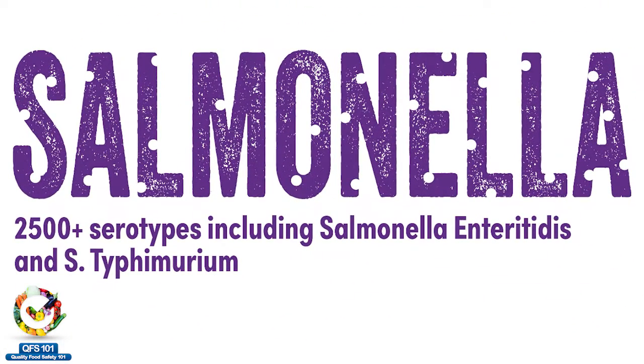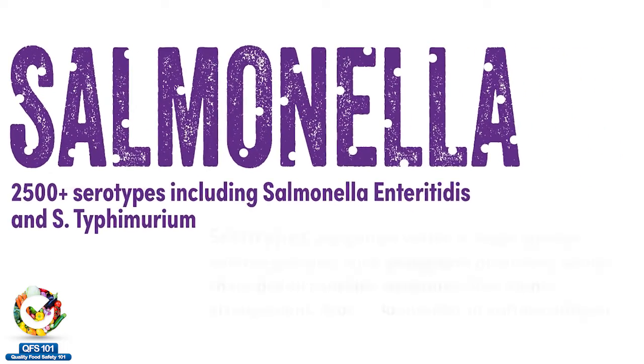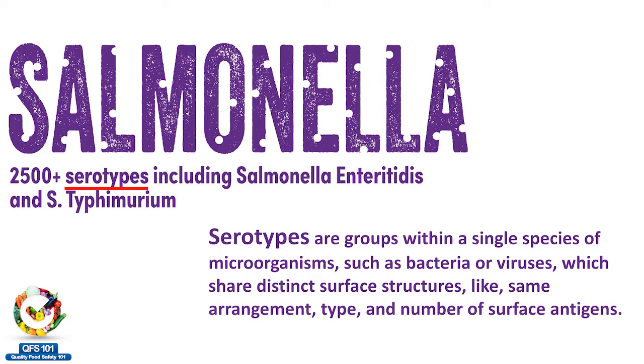This group of bacteria has more than 2500 serotypes. Serotypes are groups within a single species of microorganisms such as bacteria or viruses which share distinct surface structures, like the same arrangement of antigens, the same types and the same number of surface antigens. So basically these are a kind of fingerprinting mechanism amongst microorganisms. We are all human beings, but we all have different fingerprints. In the same way, different salmonellas have different antigens on their body, and they are called serotypes. One cluster of antigens will be present on one serotype of Salmonella. For example, Salmonella enteritidis has one class of antigens and Salmonella typhimurium has a different class of antigens. So there are more than 2500 serotypes of Salmonella.